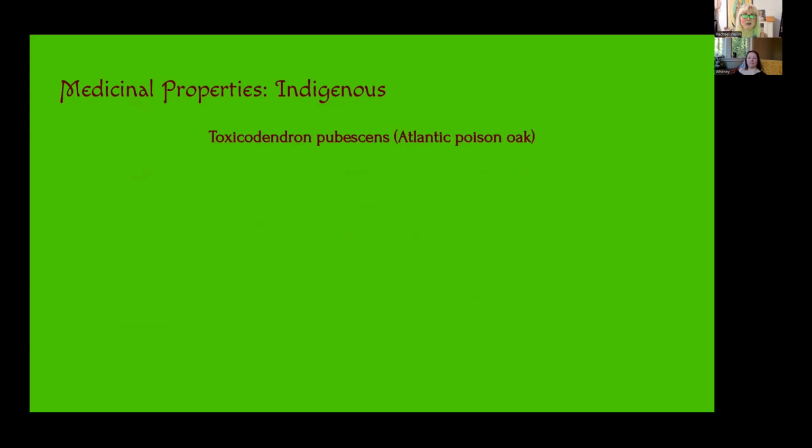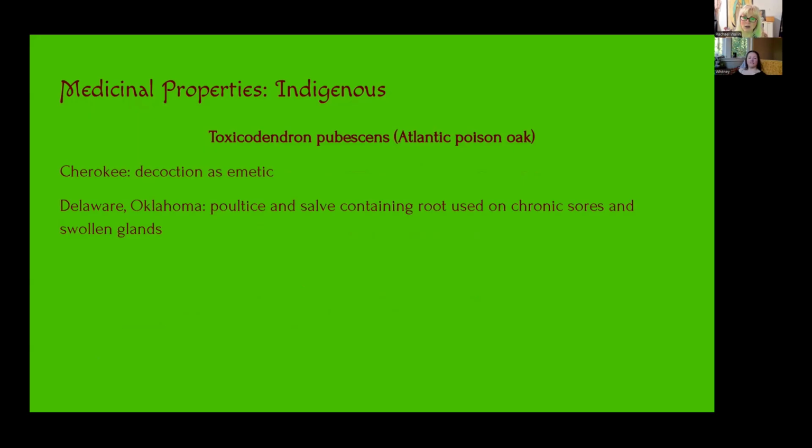Now we're talking about Toxicodendron pubescens, which is the Atlantic poison oak. The Cherokee use a decoction as an emetic, to get you to throw up. I bet you will. The Delaware, Oklahoma use a poultice and a salve containing the root on chronic sores and swollen glands. So they probably knew this before Desfrenoy or whoever in France was using it for this. The Iroquois use a poultice applied to infectious sores on the lips, the herpetic, right? And they also give it to nervous boys and girls. That'll put them in their place, right?